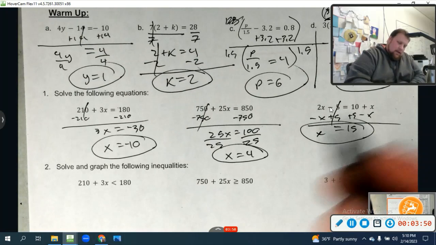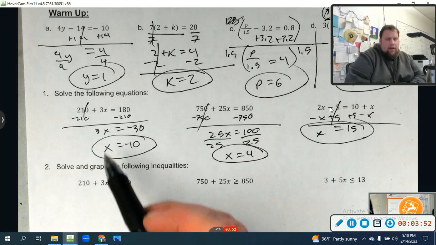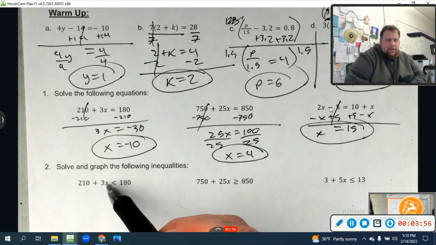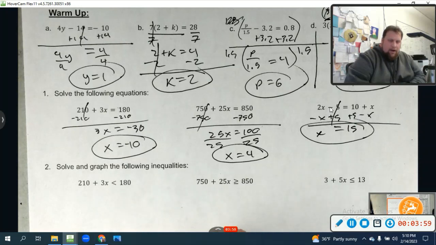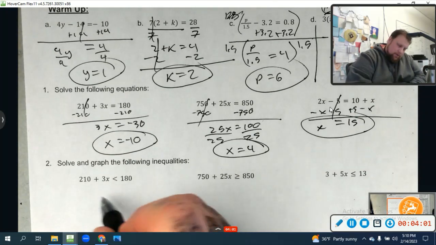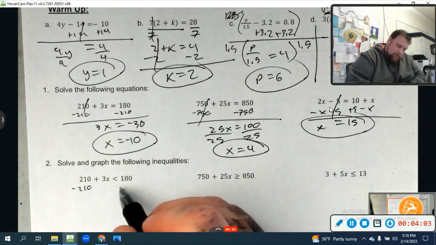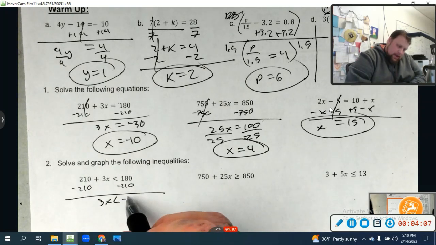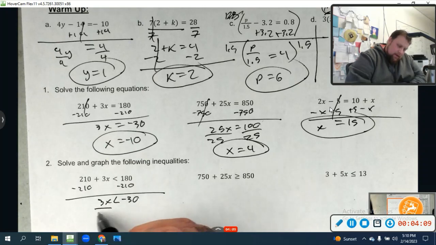You're going to notice something. I want you to look at these inequalities. The only difference between these guys is I added a less than sign right here. Watch what I do. You ready? Minus 210 from both sides. 3x is less than negative 30. I'm going to divide both sides by 3. x is less than negative 10.